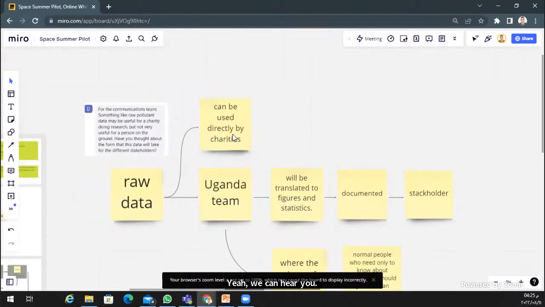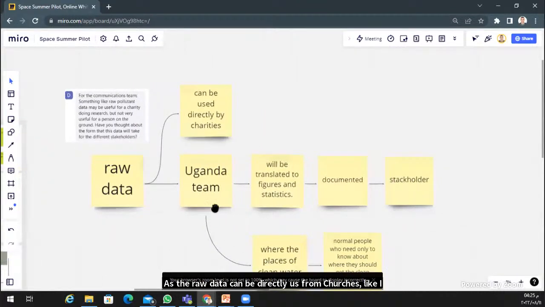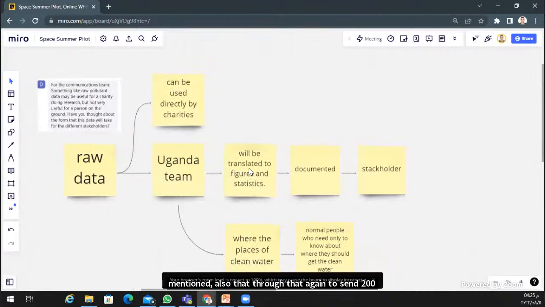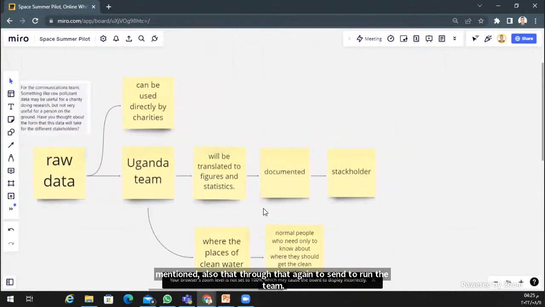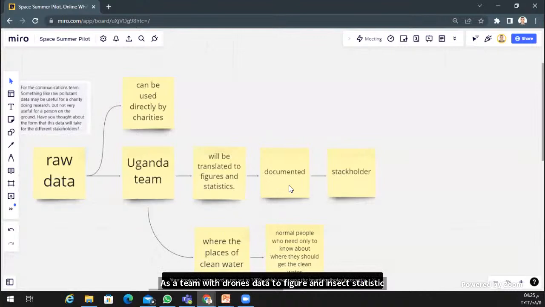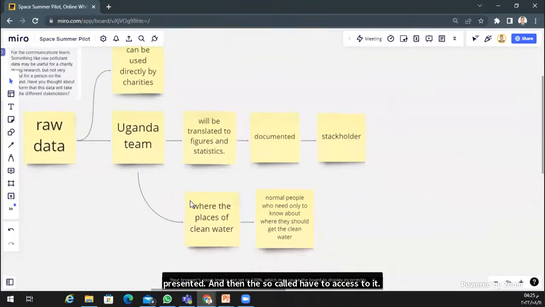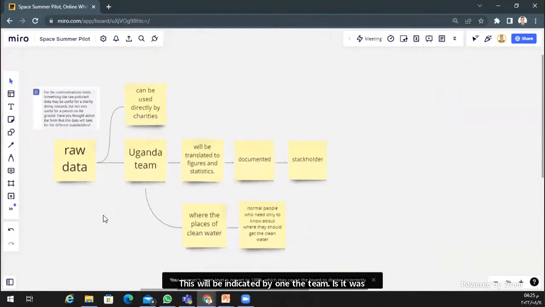The raw data can be directly used by charities, like we mentioned. Also, that raw data can be sent to the Uganda team. The team will translate it to figures and statistics. These statistics will be documented, and then the stakeholders have access to it. Also, for normal people who only need to know where the places of clean water are, this will be indicated by the Uganda team. They will send them the places where the clean water is. Is the answer clear now?